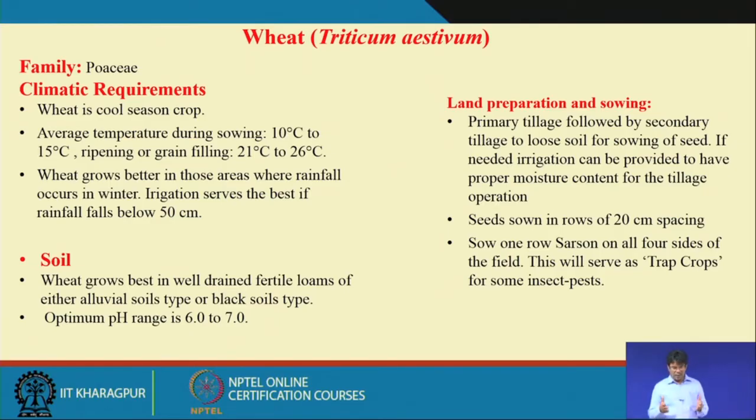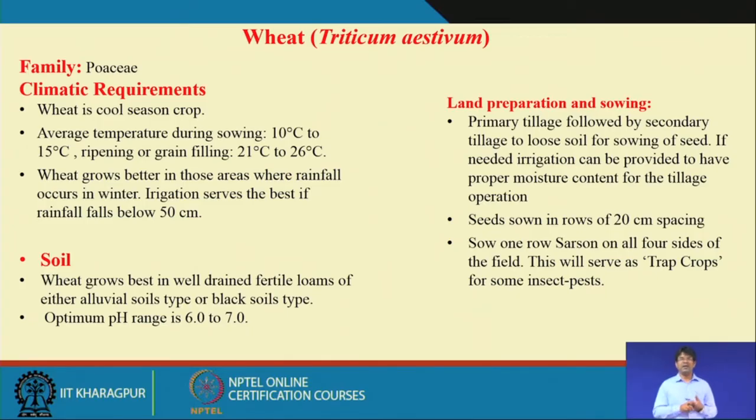So, unlike rice, where we go for puddling, wheat does not require puddling. We can go for normal tillage operations, primary tillage followed by secondary tillage, to have a loose soil for sowing of seeds. Before sowing, if the soil is hard and there is less moisture, we go for pre-sowing irrigation, so that the soil can be brought to optimum moisture content for proper tillage.